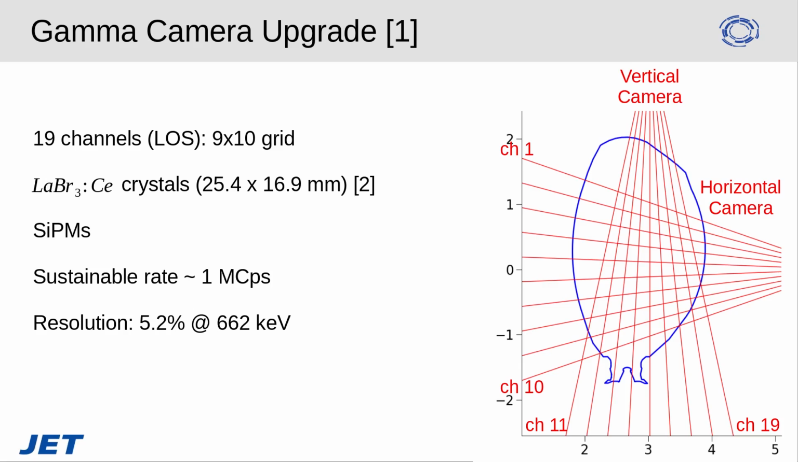It's a system of 19 channels arranged in a 9x10 grid. Each detector has been recently upgraded with a lanthanum bromide crystal and a silicon photomultiplier. This upgrade resulted in an increased count-rate capability up to 1 megacount per second and a resolution of 5% at the cesium characteristic gamma ray peak.